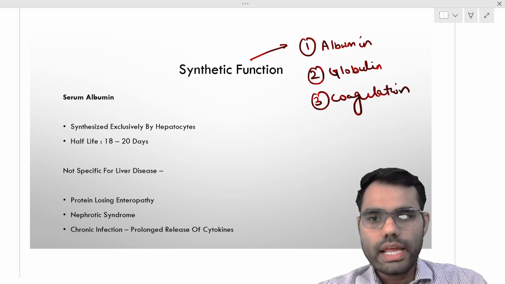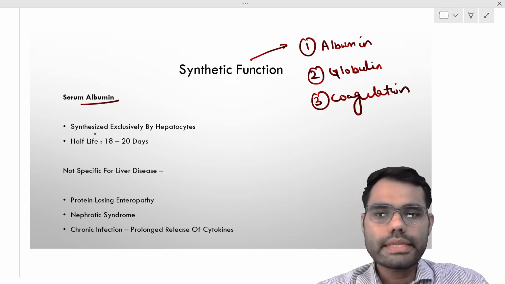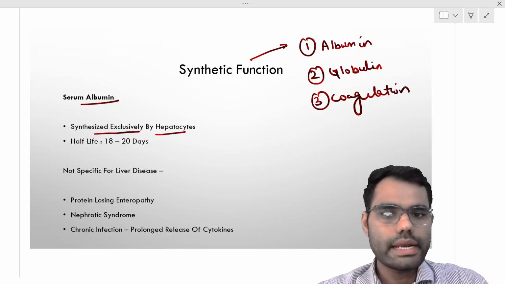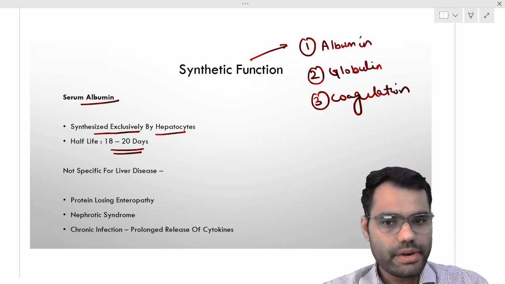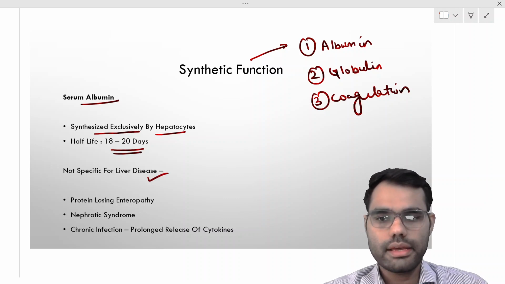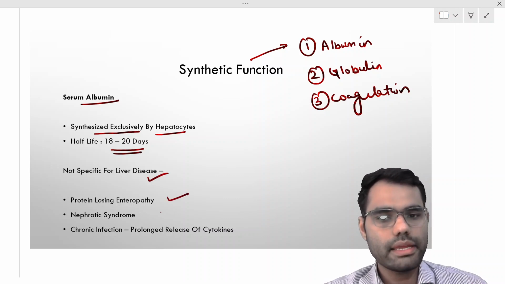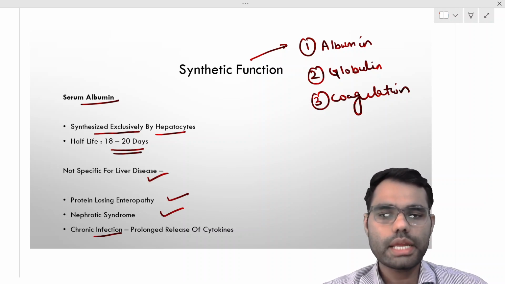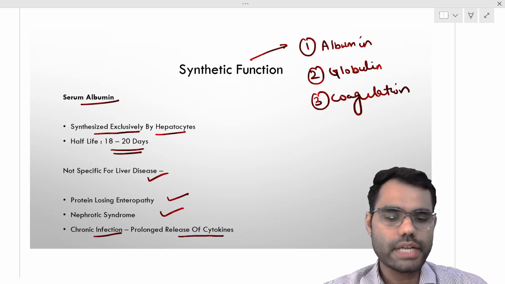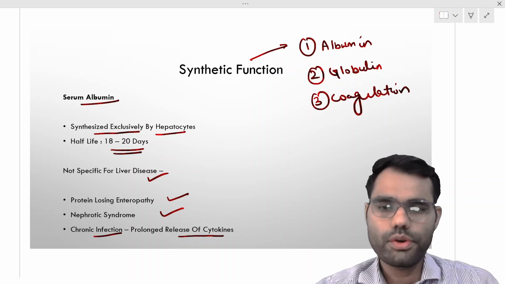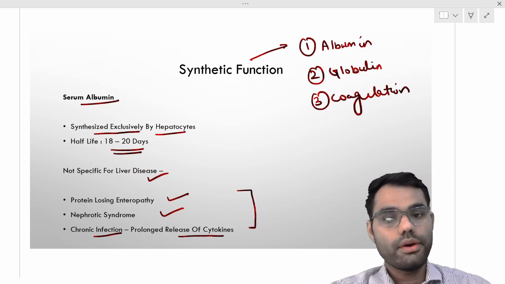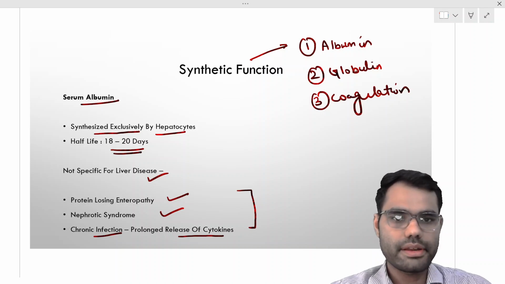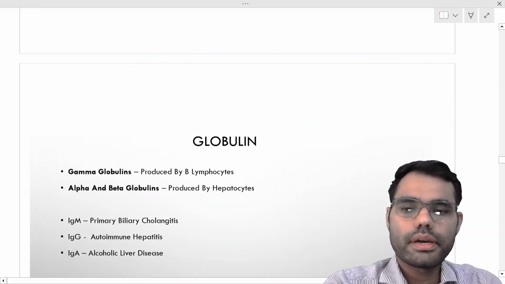So if we talk about albumin, it is synthesized exclusively by the hepatocytes and it has a half-life of 18 to 20 days, right? But it is not specific for liver disease because it can also be low in protein-losing enteropathy, in nephrotic syndrome, and in chronic infections where there is a prolonged release of cytokines and therefore albumin is low because it is also a negative phase reactant, right? So apart from cirrhosis, all these conditions will also cause low albumin, although it is specifically synthesized in the liver, right? Next, we move on to globulin.